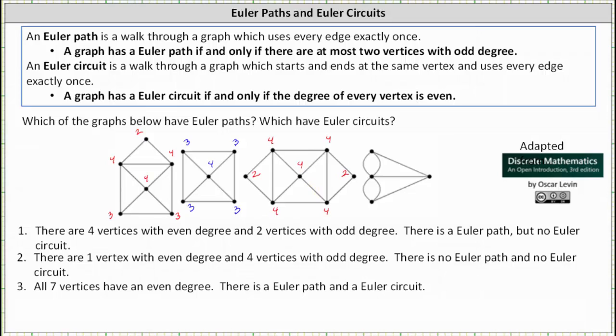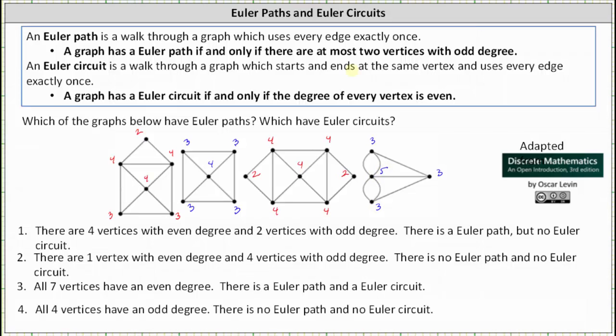And then for the final graph, we have degree 3, degree 3, degree 3, and degree 5. All 4 vertices have an odd degree. We have more than 2 vertices with an odd degree. The graph does not have an Euler path and also does not have an Euler circuit.